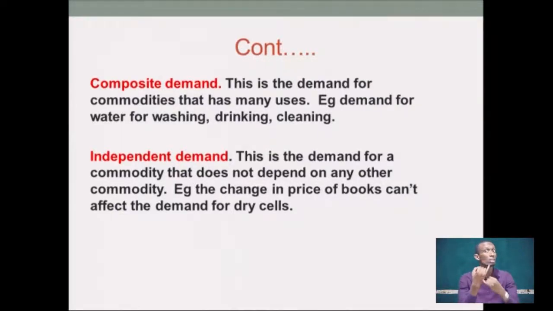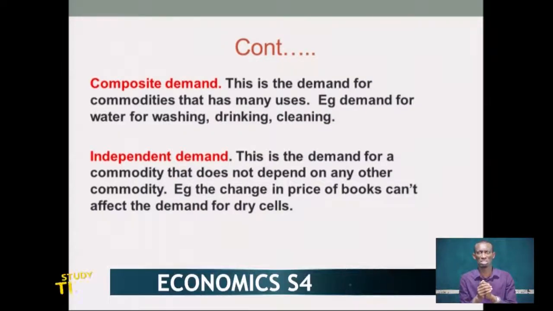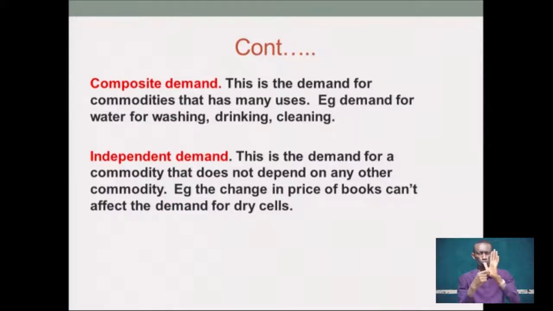Independent demand. This is the demand for a commodity that does not depend on any other commodity. So in this case, you have to look at two goods that are not related. For example, the change in the price of books can't affect the demand for dry cells, because these two commodities are not related at all. The change in the price of one commodity can't affect the demand for the other.